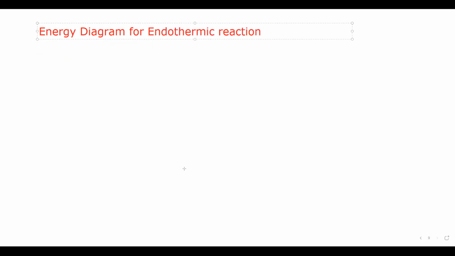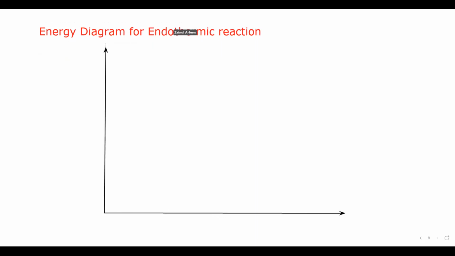So the energy diagram for endothermic reaction: on the x-axis we write reaction progress, on the y-axis we write energy. So what is the energy diagram? It is fixed for all endothermic reactions. You have to learn the labels as well.